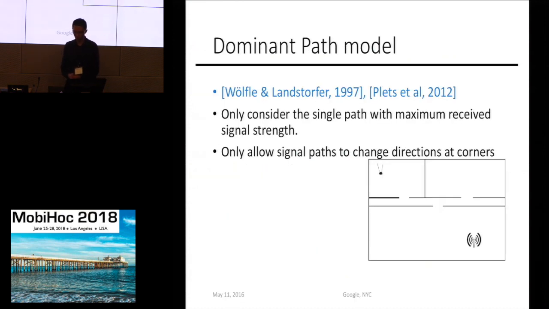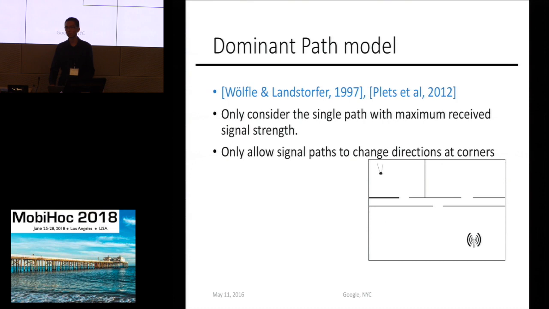First of all, I'm going to give you a detailed introduction of the dominant path model. The dominant path model was introduced by Wolfle and Landstorfer in their 1997 paper, and after that there are a couple of variants. But here, we are going to consider the particular version by Betz et al. in 2012. In our model, the signal strength is predicted using a single dominant path, which means that we only consider a single path with maximum receivability.